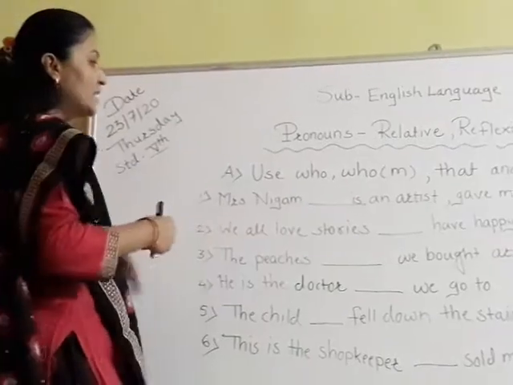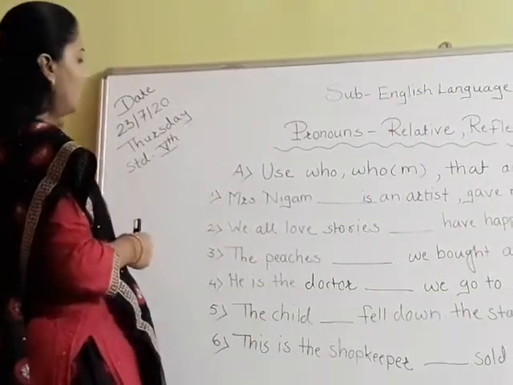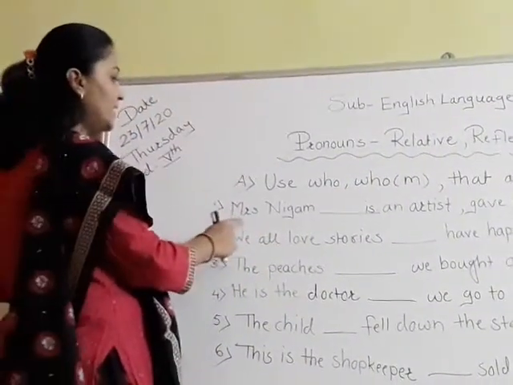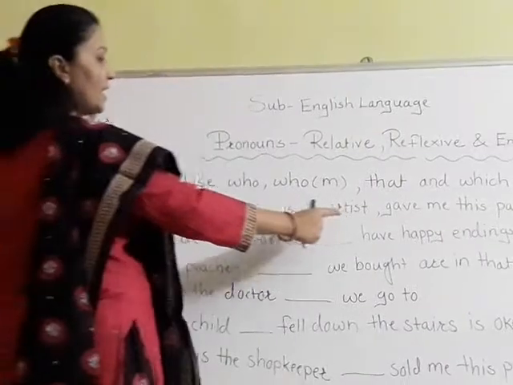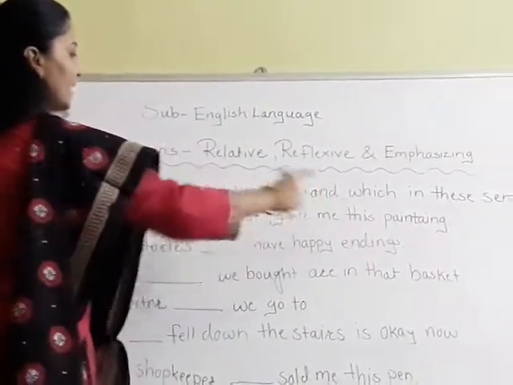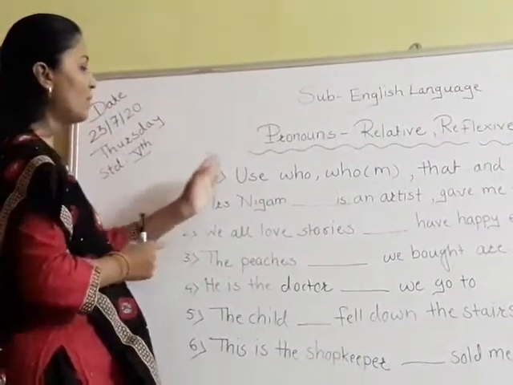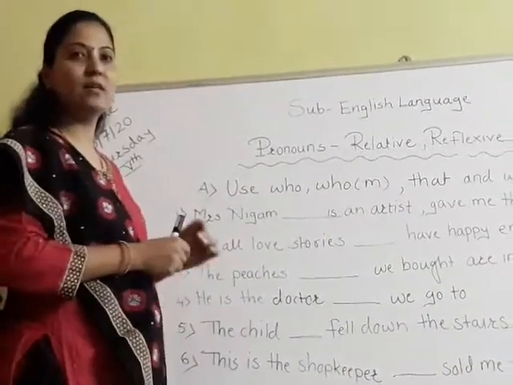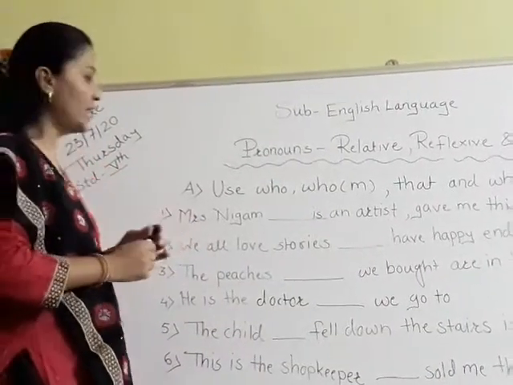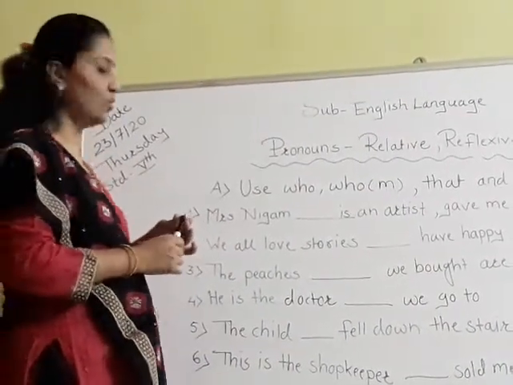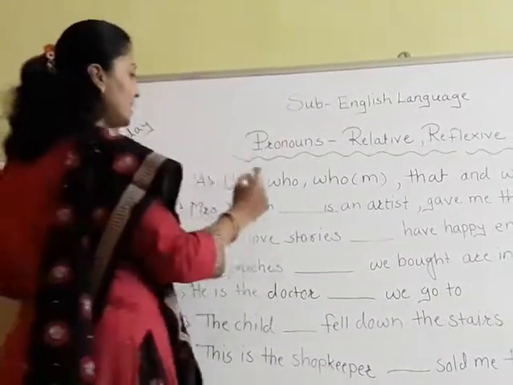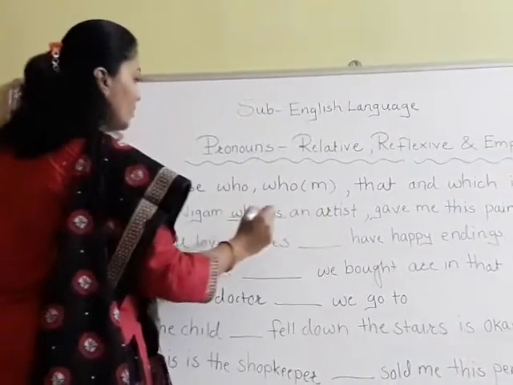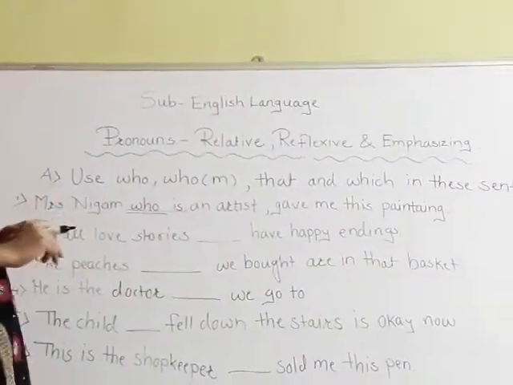Okay. So now see this first sentence. Mrs. Nigam is a person. Okay. A lady. First see the sentence. Mrs. Nigam dash dash is an artist. Gave me this painting. Okay. So from this, which relative pronoun we can use here? Yes. Okay. We will use here who. Mrs. Nigam, because we are talking about a lady. Mrs. Nigam, who is an artist, gave me this painting. Okay.